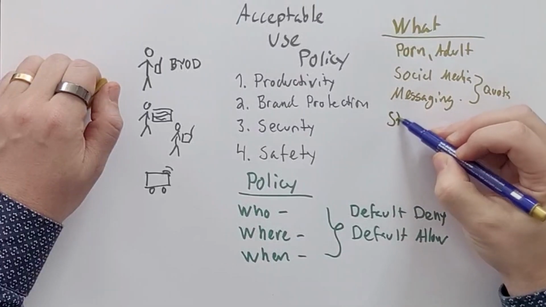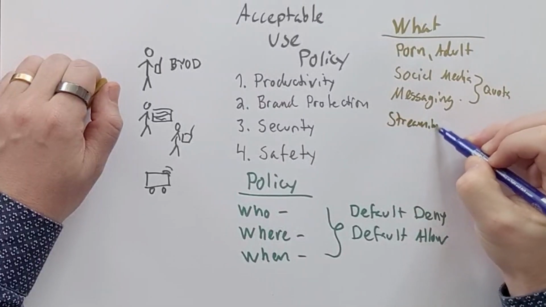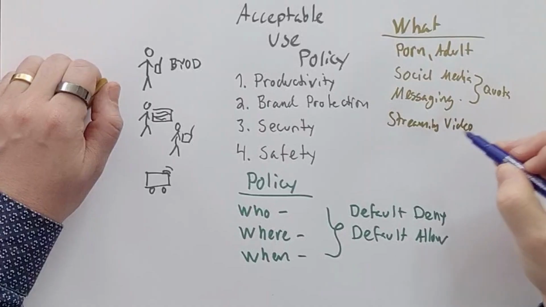What about streaming video? Could or could not be okay. Definitely a large productivity problem. What about VPNs? Should they be allowed to use any other VPNs than the one that corporate IT has decided? All of these are just examples of applications, sites, or content that you should consider not allowing in your enterprise.